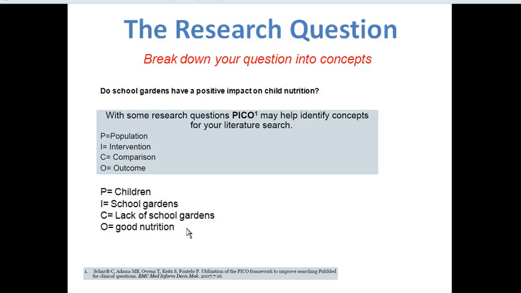PICO can be a very helpful tool to help you construct your question into concepts, but it's important to remember that this doesn't necessarily work with all questions. But it is useful and it's worth pointing out, and I think it might help you sort of set some foundation for how to actually represent your question.